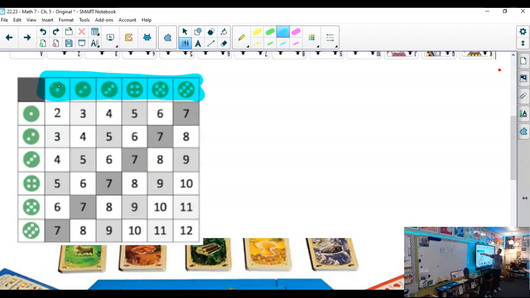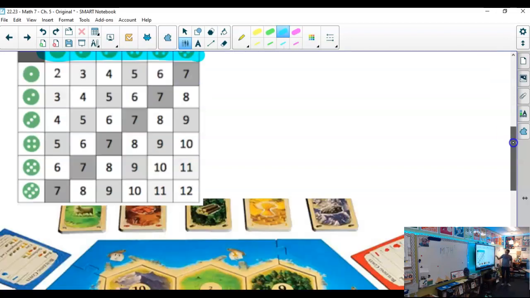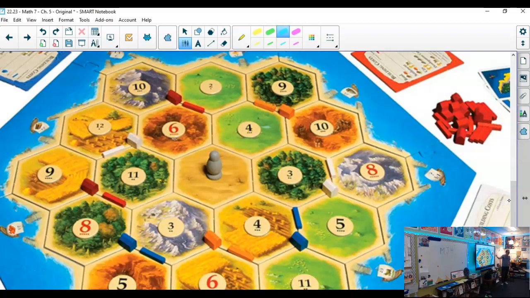So if we get a 1 and a 1, they add up to a 2. If we get a 6 and a 6, they add up to a 12. But how many ways can I roll a 7? Well, 1 and 6, 2 and 5, 3 and 4, 4 and 3, 5 and 2, 6 and 1. 7 is the most likely outcome when you roll 2 dice.